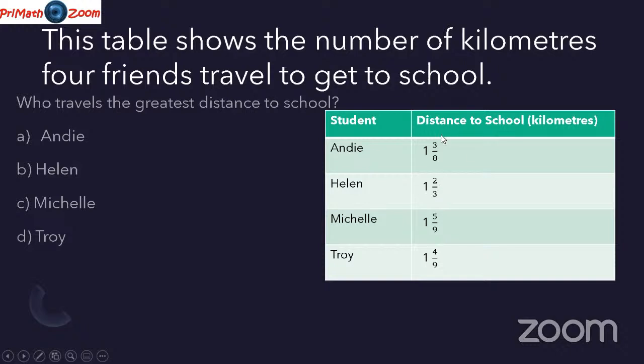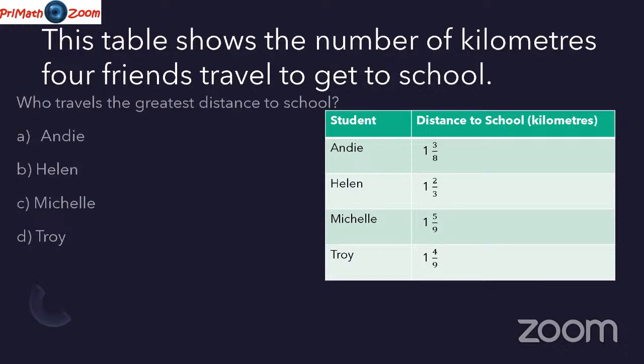So basically, you realize that each friend travels 1 kilometer and some, right? 1 kilometer and some. So nobody travels more than 2 kilometers. They travel 1 kilometer and a fraction of another kilometer. So let us look at what is happening here. Who travels the greatest distance to school?